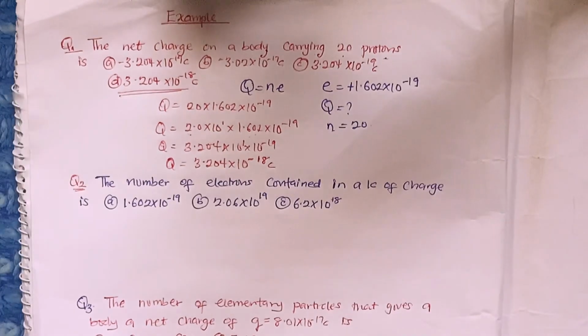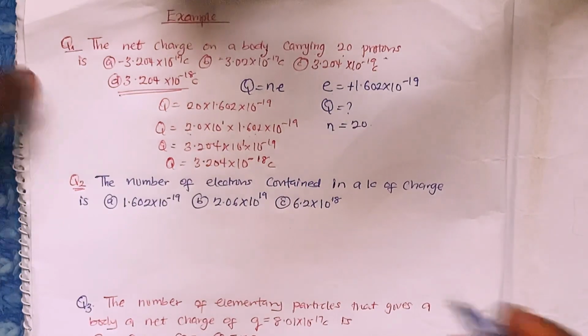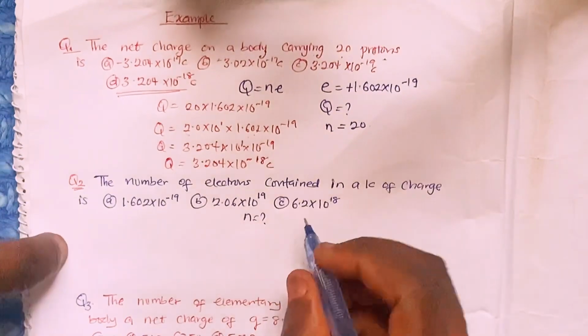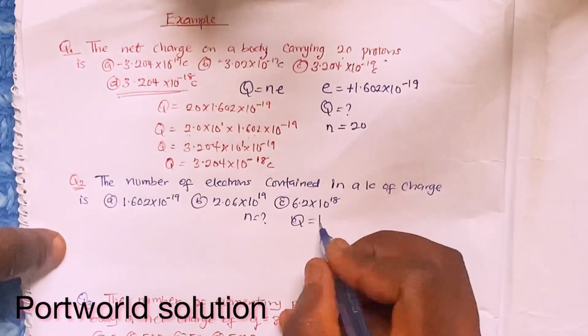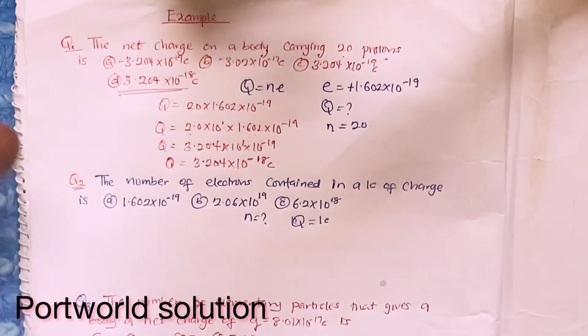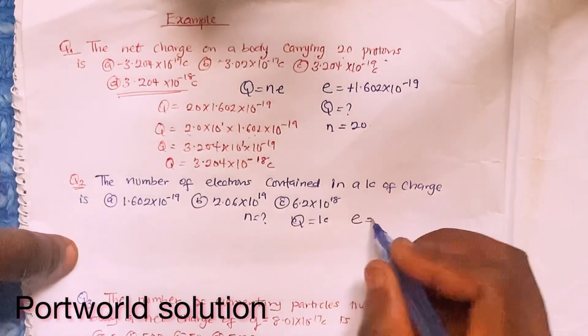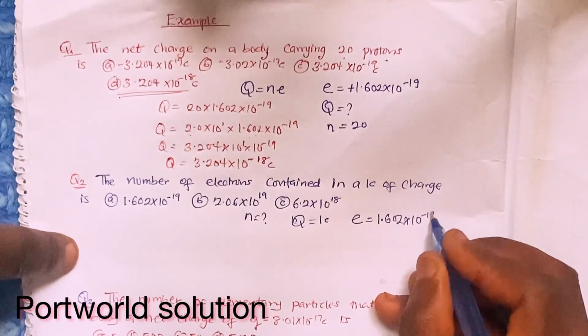Question 2 says the number of electrons contained in 1 coulomb of charge is. We are asked to calculate the number of electrons, in this case N, right? Contained in 1 coulomb. We are given 1 coulomb, that's our charge. Now in this case, what do we need to calculate? We are asked to calculate the number of electrons. Then given that the constant value of the electron charge is 1.602 times 10 to the power minus 19, right?